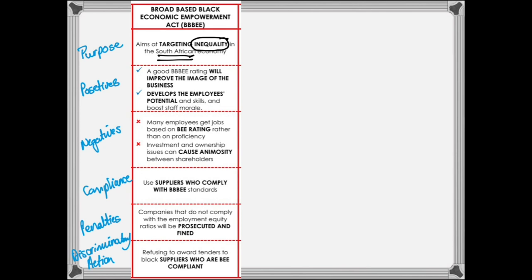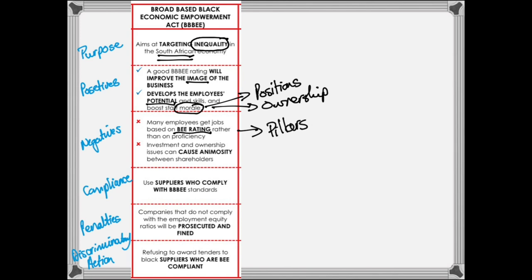So the positives of this is it improves the image of the business, it develops the employees' potential, so therefore it looks at the skills and it boosts staff morale because staff are now more valued or put in positions of management, and also given the opportunity of ownership. So that means it is something that improves the overall morale of employees. Many businesses don't have a BEE rating, so that means they are not compliant and they are not looking at the pillars of BEE. Investment in ownership can cause animosity because people have biases with regards to race and gender and color, and that can be an issue.